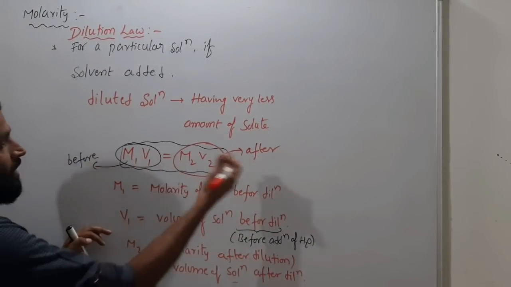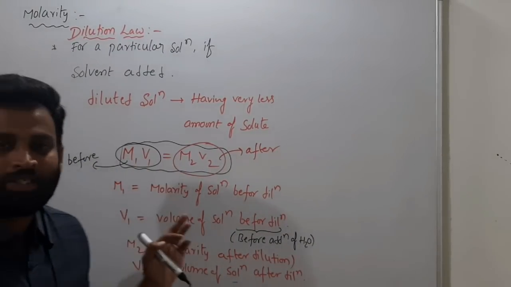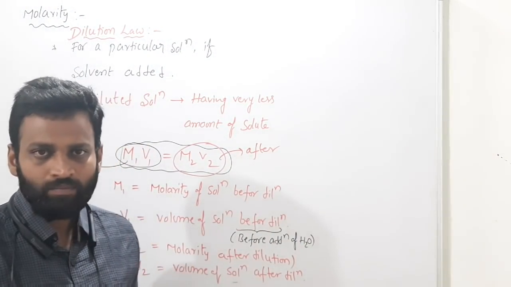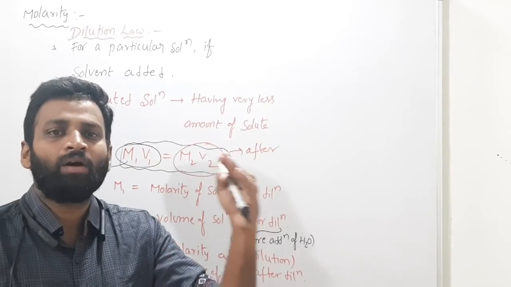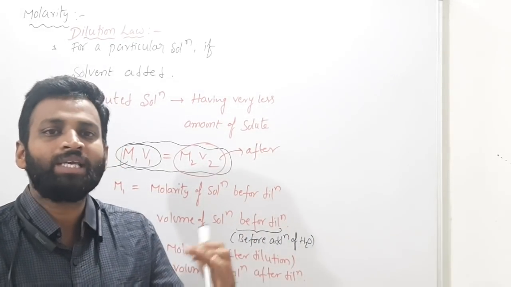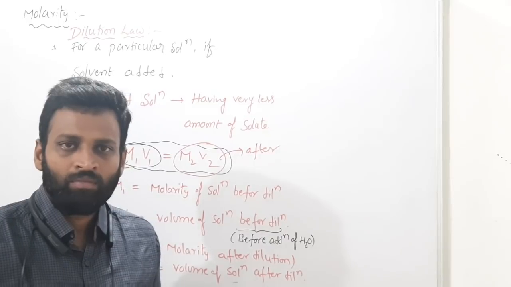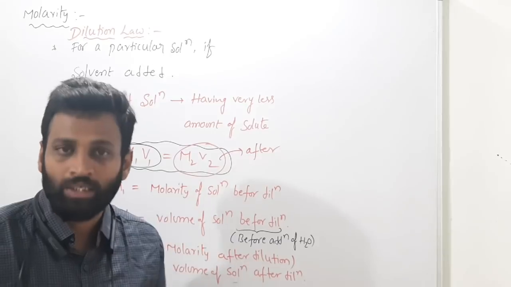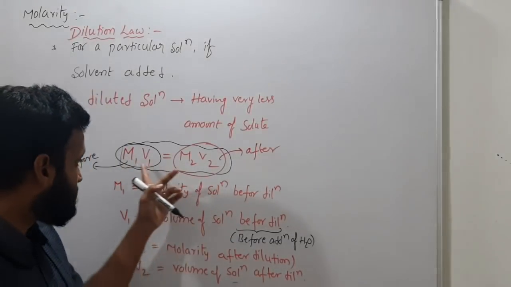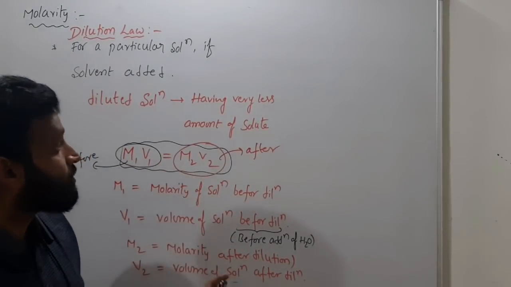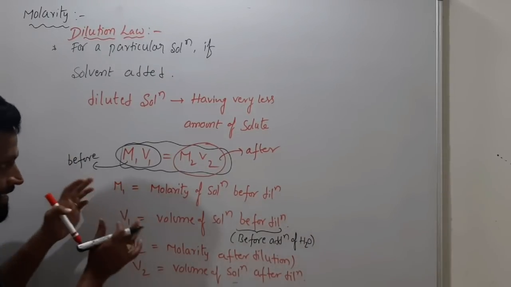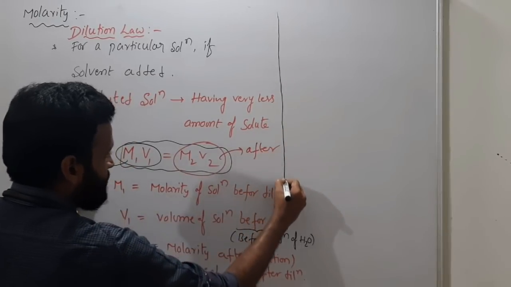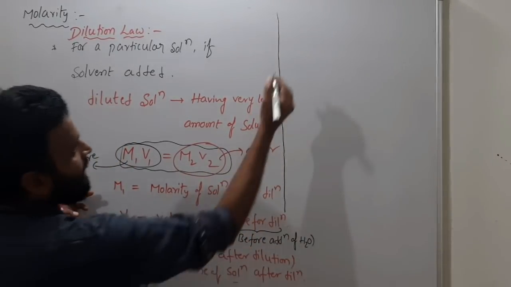Before dilution, after dilution. So what is the relation you have to consider? Suppose excess solvent is added, 500 ml of water added to a decimolar solution. Then what is the molarity after dilution? If they ask, you have to use this formula, M1V1 is equal to M2V2. To understand this, I'll give you one example, and in that example you will have full clarity.